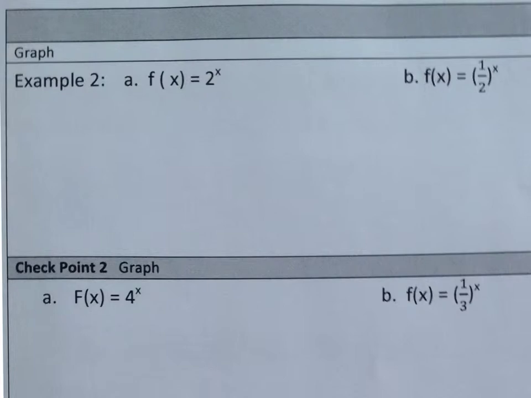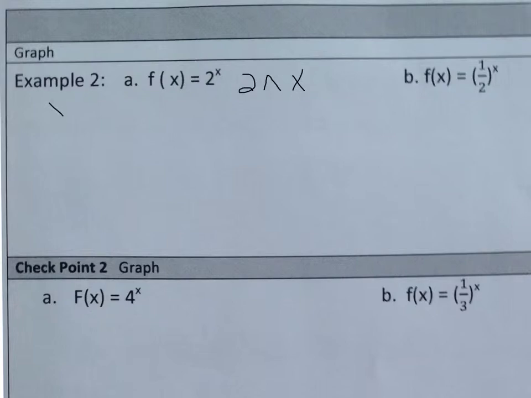Alright, so example 2 says f of x equals 2 to the x. And when we are graphing this, we would go to the y equals button, and we would say 2, and we'd use the caret button. And that's how you'd punch it into the calculator, 2 to the x. You'd probably do it under y1, and you plug in 2, then the caret button, and x.